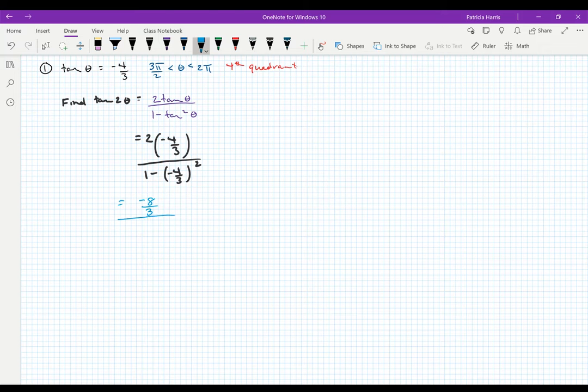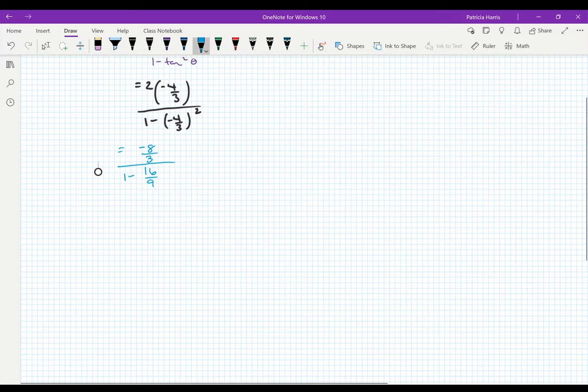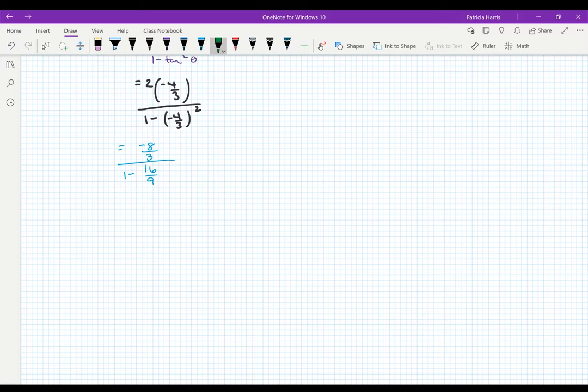All right, now let's work on the bottom. 1 minus negative 4/3 squared. We square the numerator and the denominator, so we get 16 over 9, positive. Now we have that minus sign on the outside, so that's going to turn it back negative. Now we need to continue simplifying the denominator. So we need a common denominator for that one, which would be 9 over 9.